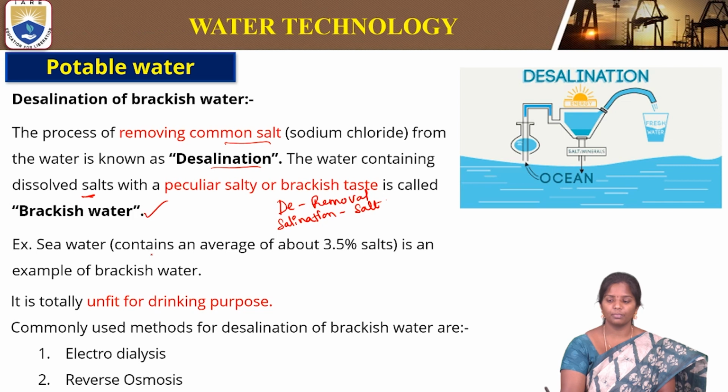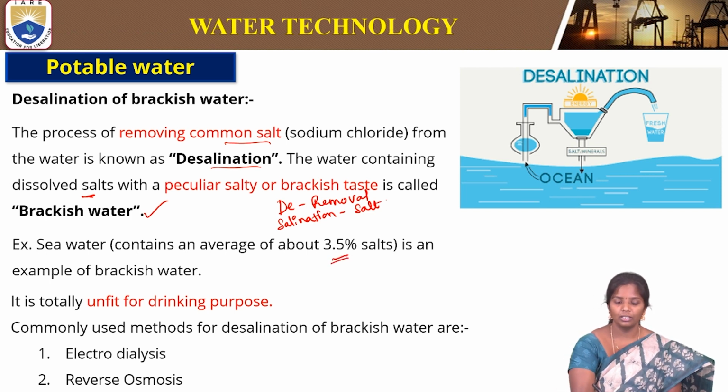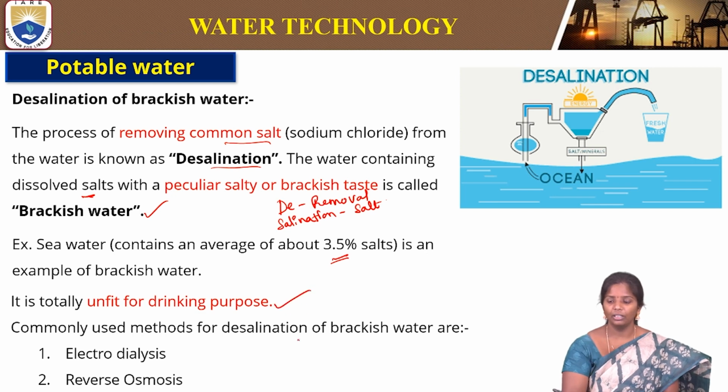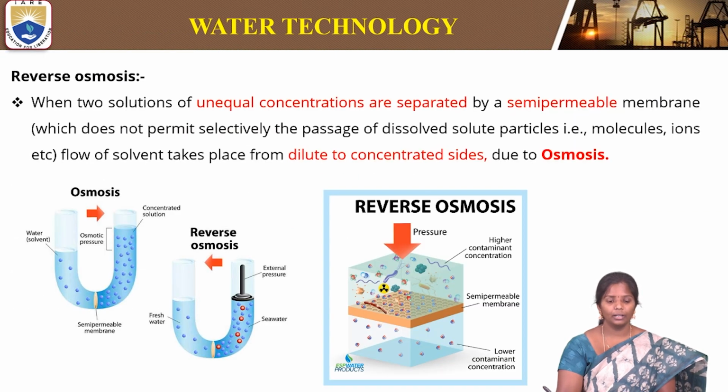So desalination is a process where we can remove the salt. Seawater is an example, wherein 3.5% of salts are present. So it is totally unfit for the drinking process. There are some methods used to remove this salt, like electrodialysis and reverse osmosis. We will see in detail how these methods help. The reverse osmosis is most widely used, so we will see it in detail.